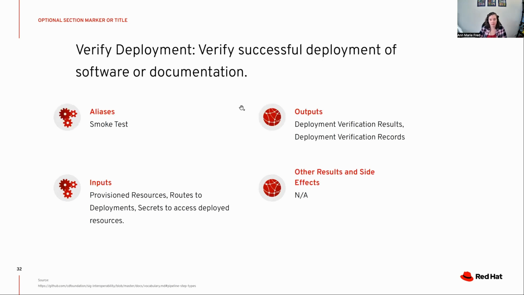Then we verify the deployment to make sure it was successful. Sometimes this is called a smoke test. And as inputs, we'll use those routes and secrets that we got from the previous step and run some quick tests against the environment, and we'll get back our deployment verification results and records.